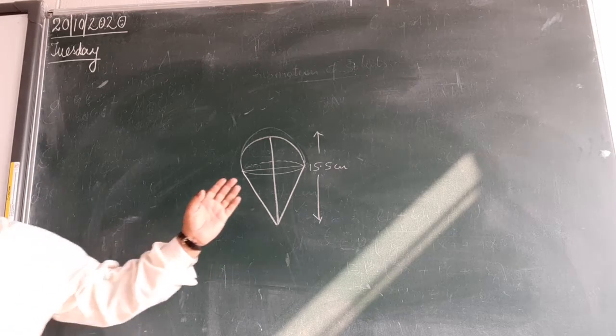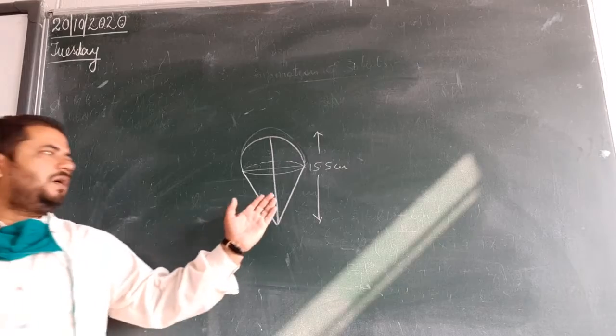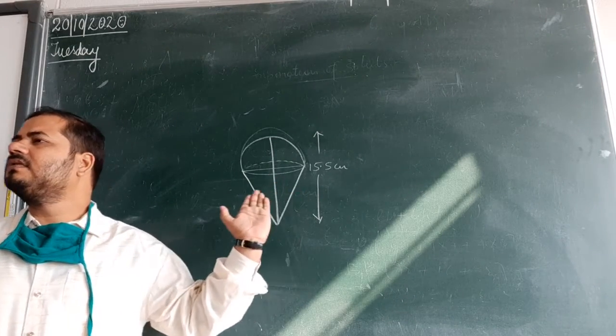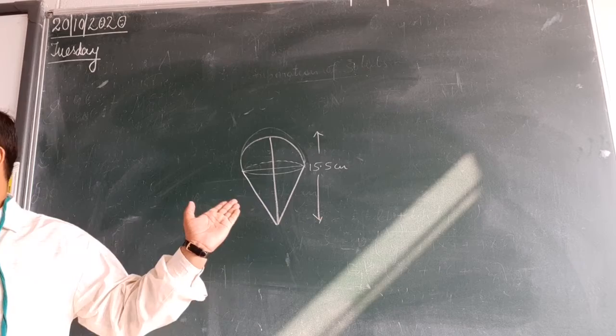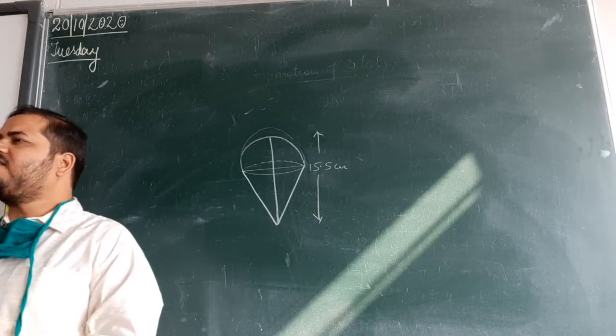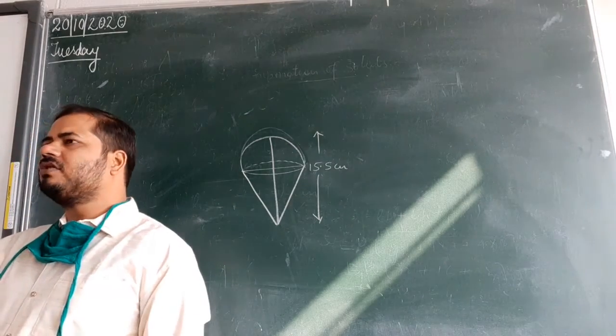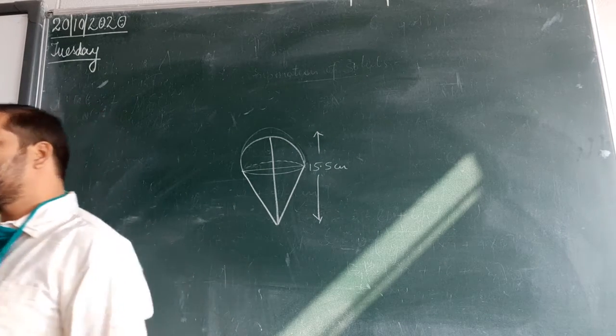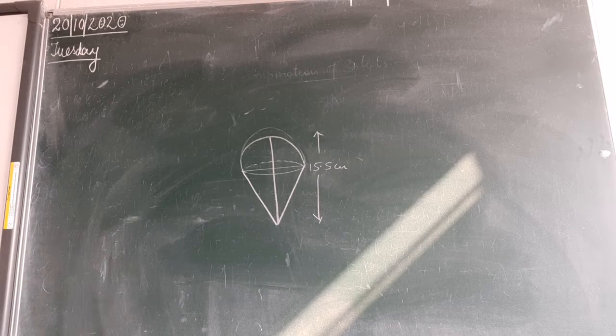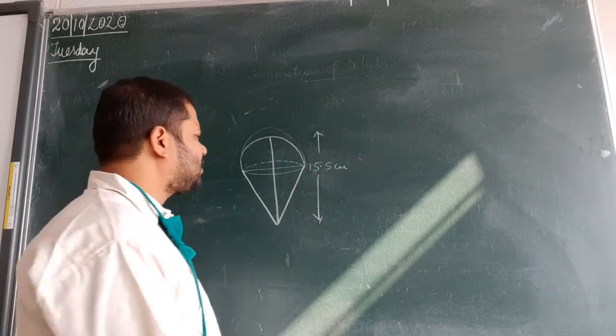You know, the total surface area of toy is nothing but the curved surface area of cone plus the CSA of hemisphere. You know, CSA and total surface area both exist for hemisphere. CSA means curved surface area, 2 pi r square, and if you consider the whole hemisphere, then it is 3 pi r square. Why 3 pi r square? Because pi r square is that particular surface which is lying on the top.